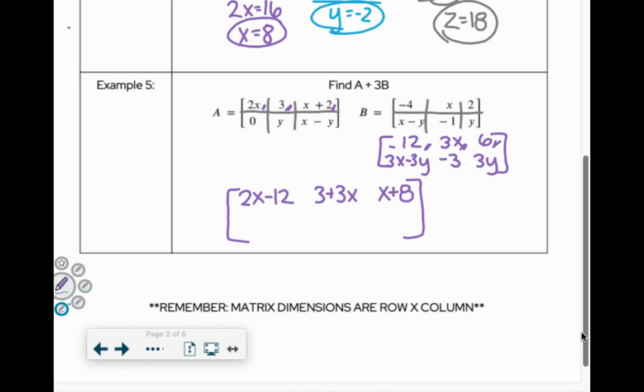That's my first row. Well, then I got 0 plus 3x minus 3y. Done. And then y plus negative 3 is just y minus 3. And x minus y plus 3y. Well, negative 1y plus 3y is 2y. And then you've got the x. So this one, you're really just combining like terms, and that's about it. Remember that when we talk about dimensions, it goes row by column, not column by row.